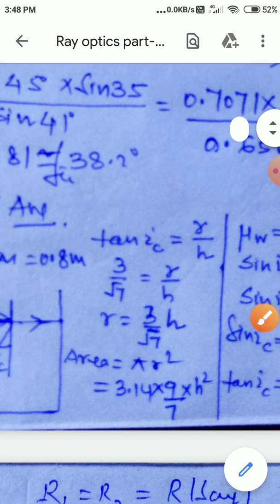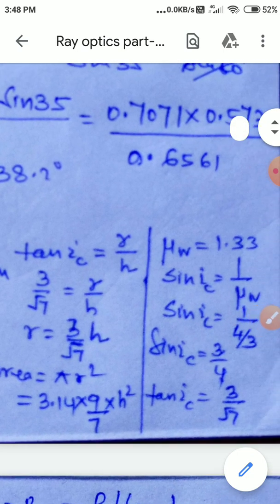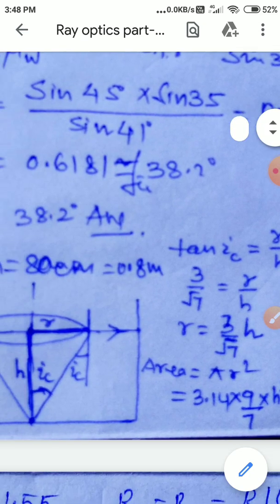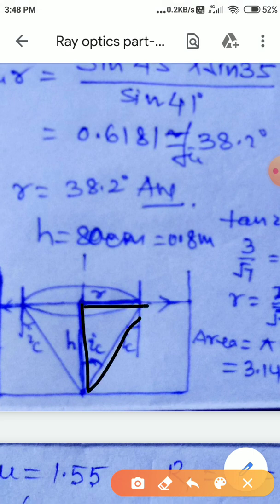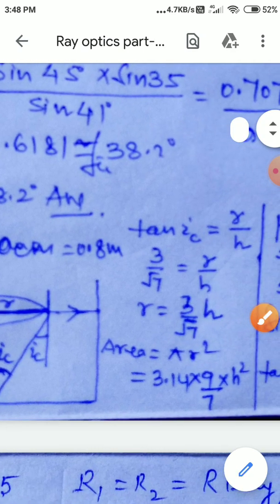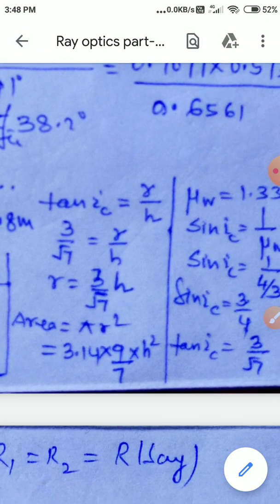Now it is given refractive index of water is 1.33. We know the relation, sine of critical angle is equal to 1 by refractive index. So substituting the value, 1.33 is 4 by 3. So we get sine iC is equal to 3 by 4. And from figure you can see in this triangle tan iC is equal to R by H. So tan iC is equal to R by H. Now sine iC is 3 by 4, so tan iC is 3 by root 7.